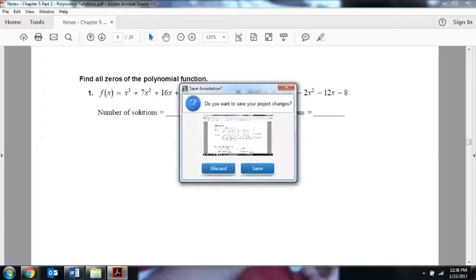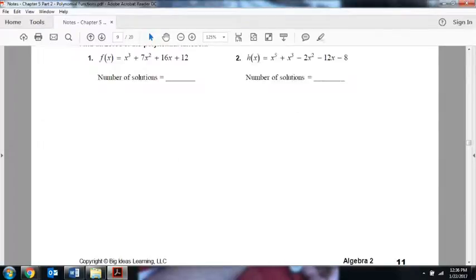So, number 1. They give us x cubed plus 7x squared plus 16x plus 12. We already talked about this. The highest exponent is 3, therefore the degree is 3. Since this is not easily factorable, like I can't do difference of squares on those to get the same thing, it just doesn't work very well. So we're going to put this in our calculator, see if we can find a reasonable solution. Give me just a second.